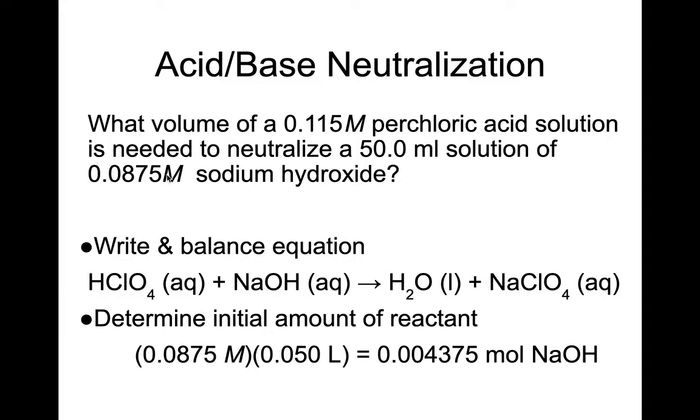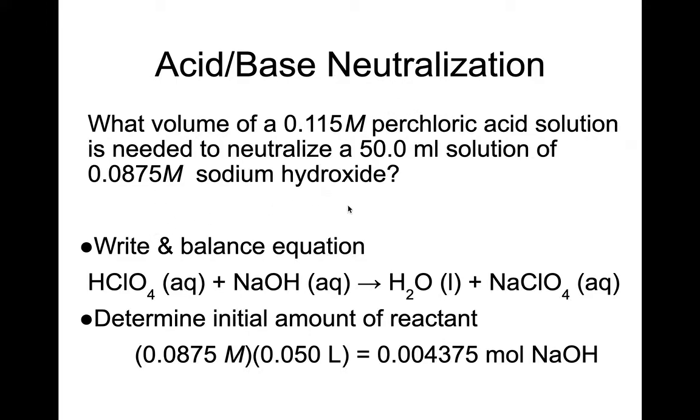Now, if these were equal concentrations, this would be easy, right? If these were of equal strength, then we would just need to add the exact same amount to balance it out. But they're not, so we'll have to figure out how many moles of hydroxide ions we have so that we know how many moles of hydrogen ions we need to add to neutralize it.